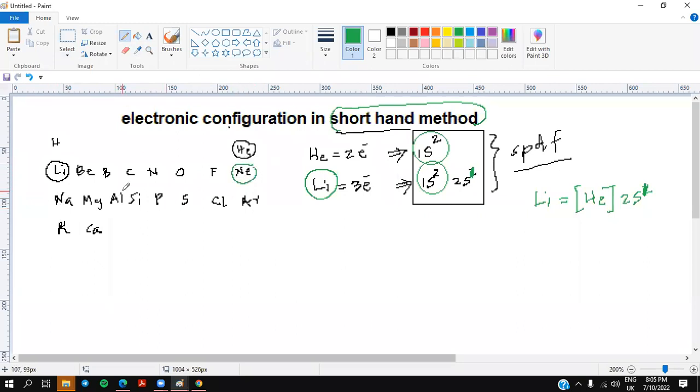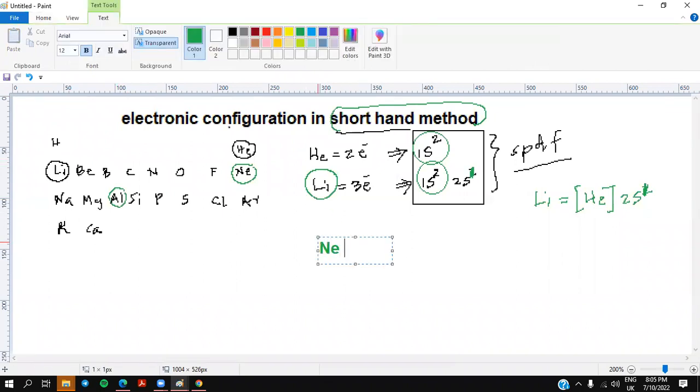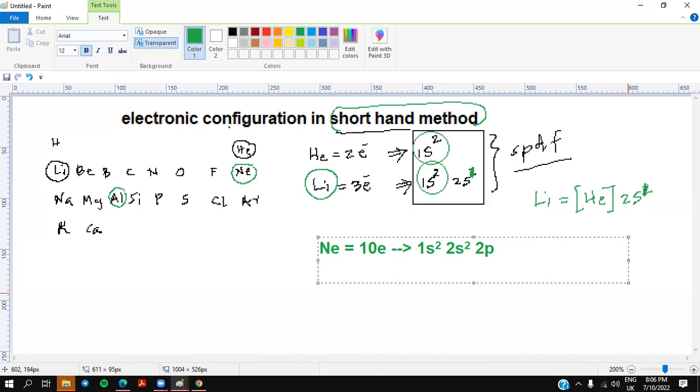Neon and aluminium. I'll take neon and aluminium. You know the neon electronic configuration? I write it first. Neon has 10 electrons. Electronic configuration for 10 electrons can be written as 1s2, 2s2, 2p6. Yes, 1s2, 2s2, 2p6.